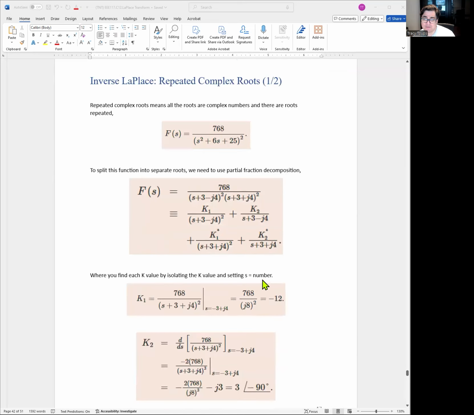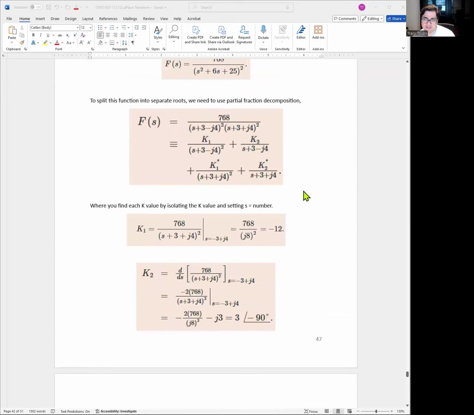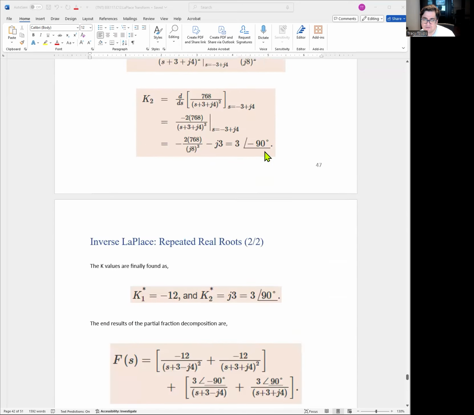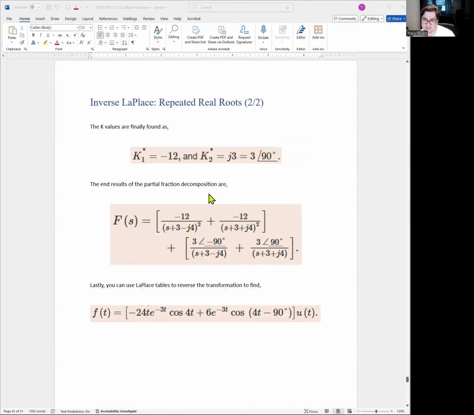Lastly, you got repeated complex roots. This is the hardest one of all of them. And then you basically do your same partial fraction decomposition. You have 1, 2, 3, 4 roots. Find your variables on top. This is an answer. And then you could convert it to a bunch of sines and cosines all over the place, right? Again, I've never seen this in real life, but it is there as a tool in case you ever need it.